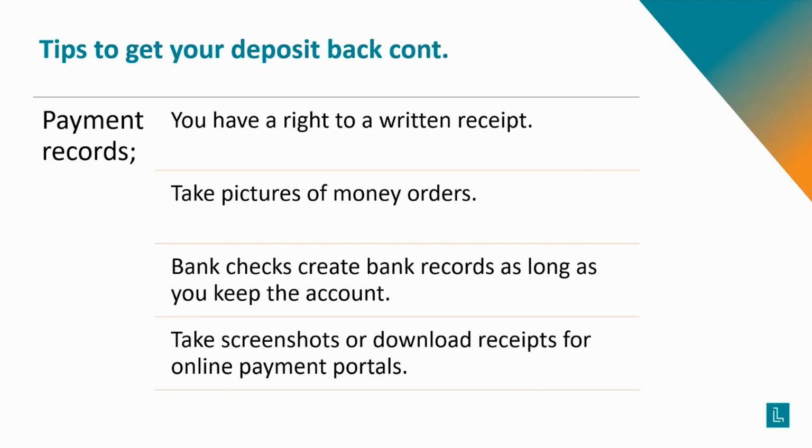And also, possibly one of the most important ones here, keep good payment records. If you're paying in cash, you have a right to request a written receipt for that payment for any utilities or for rent, whatever it is. If you're paying in cash, get a written receipt to prove that you made that payment. If you're paying with a money order, either keep the little receipt that it comes with or take a picture of it and keep an accurate record of paying for that.